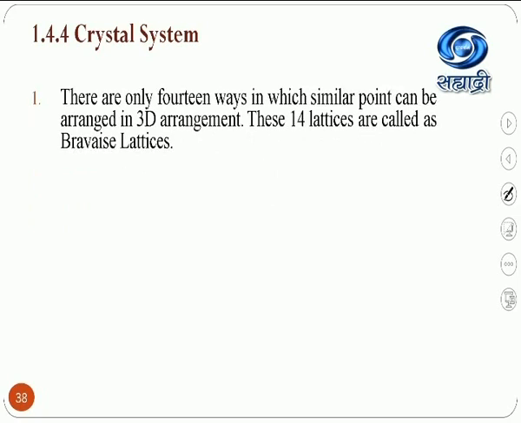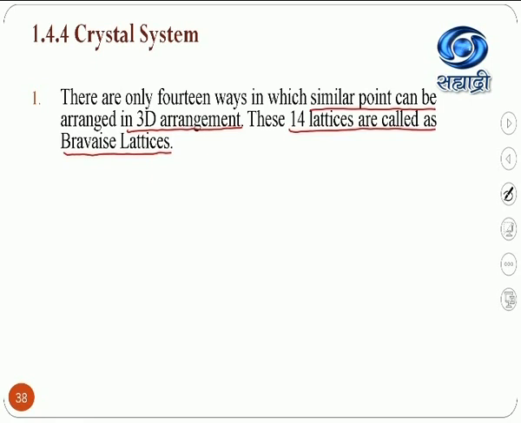A crystal is made up of many unit cells, and a unit cell is made up of constituent particles. There are 14 different ways in which similar points can be arranged in 3D space. These 14 lattices are called Bravais lattices. Actually, there are 7 crystal systems. In the 7 crystal systems, constituent particles are arranged in different ways, and that arrangement gives a specific shape to the resultant crystal, right?